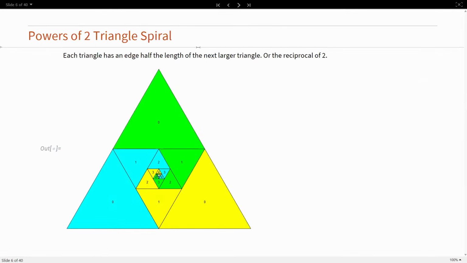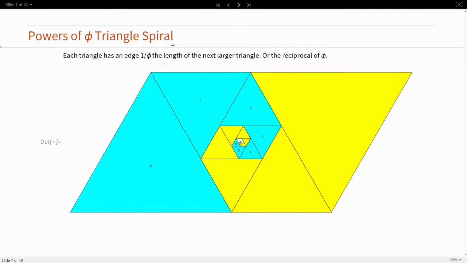So here's powers of 2 being used on triangles. The numbers in the center are reciprocals for the edge lengths. So here the edge length is 1, or 2 to the power of 0. Here the edge length is 1/2, or 2 to the power of -1, 1/4, 1/8, 1/16, and so on. And if you plot these out as triangles, you get this nice spiral effect as you look at powers of 2.